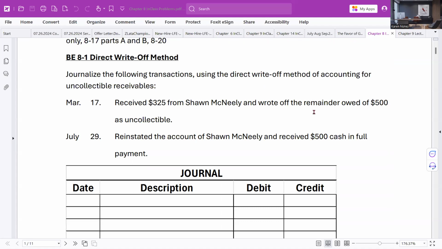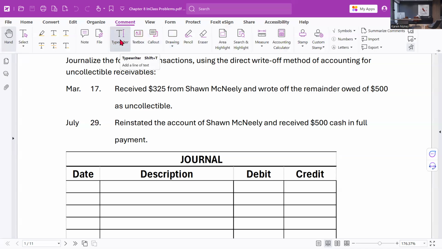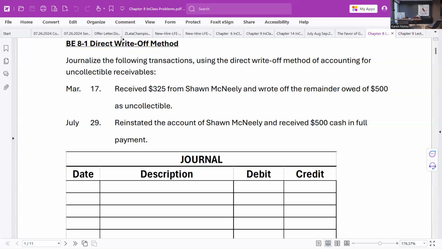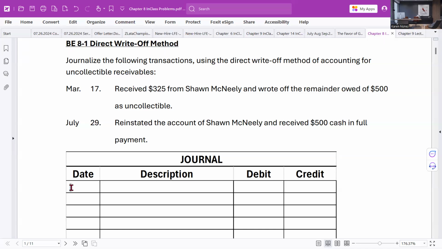Exercise BE 8-1, the direct write-off method. We have to account for this receivable that needs to be written off. They've only received $325 from the $500 that was owed. So on the 17th, let's write that off and recognize that we have an uncollectible account using the direct write-off method.